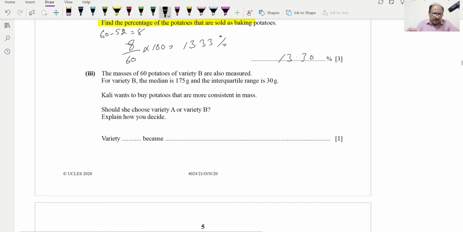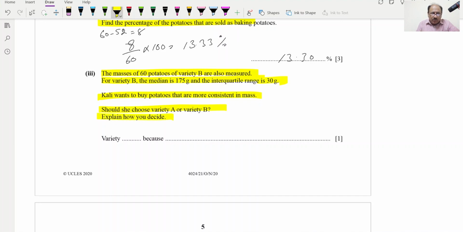Hopefully you are getting. Then part 3, the masses of 60 potatoes of variety B are also measured. For variety B, the median is 175 grams and the interquartile range is 30 grams. Callie wants to buy potatoes that are more consistent in mass. So should she choose variety A or B?